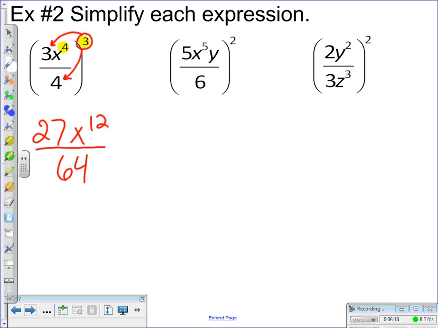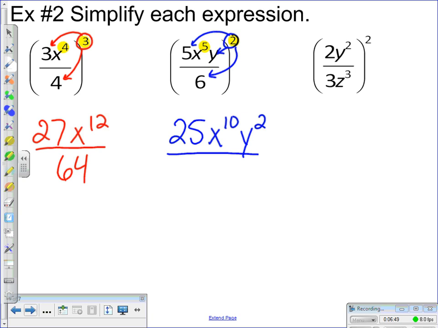Now in the second one, the 2 is going to come in here and square the 5. 5 times 5 is 25. And then the 2 is going to have to be multiplied by the 5 because they're both exponents, and that makes 10 for the x. Now, y doesn't have an exponent, but it does now. It gets that 2 because y needs to be squared. And then on the denominator, the 6 also needs to be squared. 6 times 6 is 36. So there's our answer, 25 x to the 10th, y squared, all over 36.